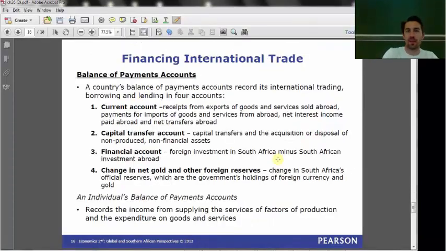I'm a bit pressed for time here. We have 15 minutes and we're going to do the balance of payments, which is a really annoying thing, because it's like accounting, but it's not really accounting. They've got the table here, and I was looking at the most recent South African figures, and we can take a look at those as well. Okay, here we go.